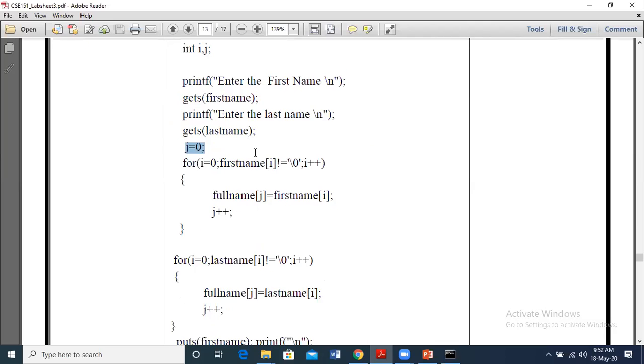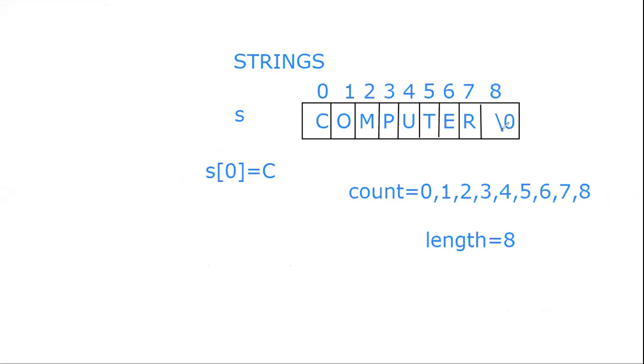And we have two parts. The first thing is we have to copy the first name letter by letter to the full name. For example, I'll just display this white screen back. Let us take the same computer string, and I am going to take one more string, signs. So this is another string.